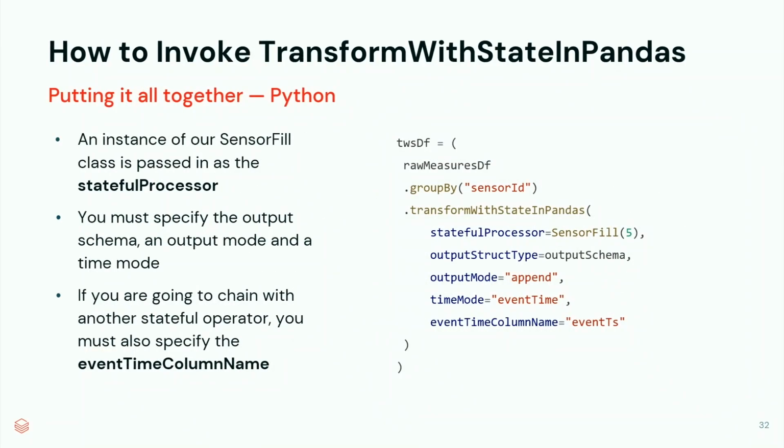So now let's put it all together. How do we call this thing? This is the example of how to call TransformWithState in pandas. You can see that we actually put a custom argument into our class. Since we defined it, we can do it. We put in a window minutes argument.